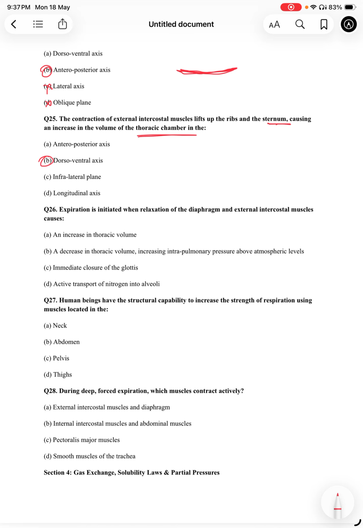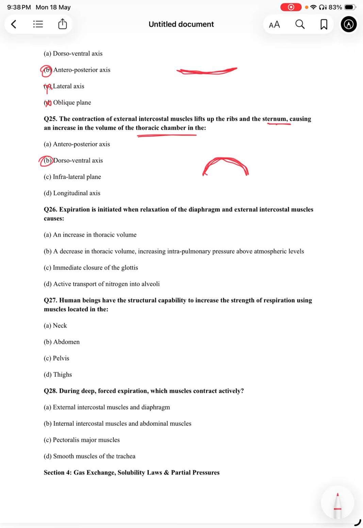So basically, when the external intercostal muscle pulls the ribs up and outward like a bucket handle, it looks like this. It expands the front to back clearance of the chest cavity. So basically it becomes dorsoventral.